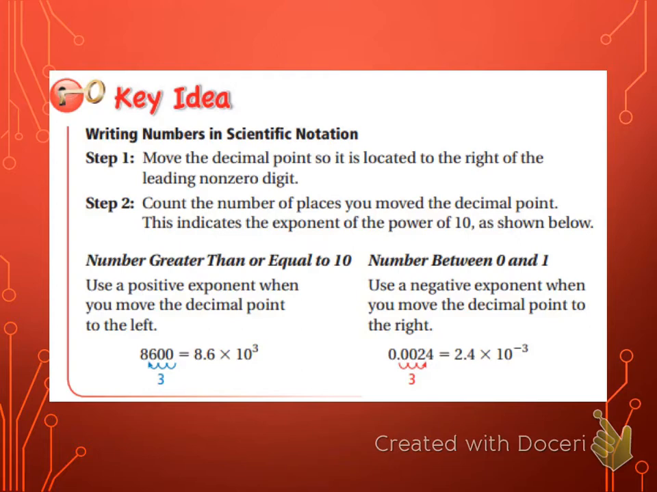Now for a number between 0 and 1, use a negative exponent when you move the decimal point to the right. So we have 0.0024. I want to move the decimal point until there is one digit that's not a 0 to the left of the decimal. So I'll be moving it 3 spaces, and it'll be 2.4 times 10 to the negative third.